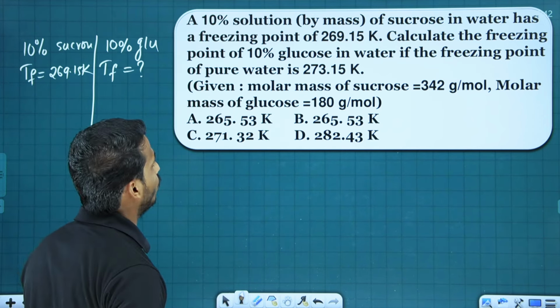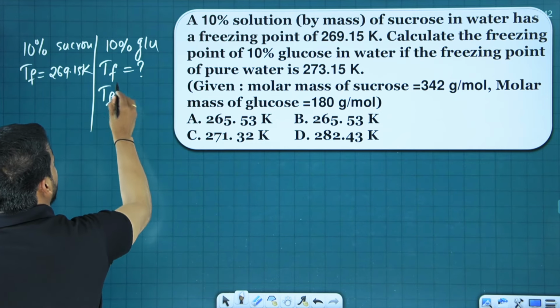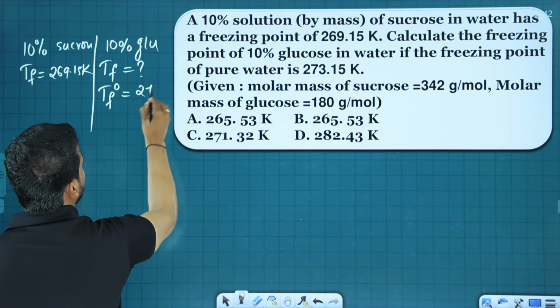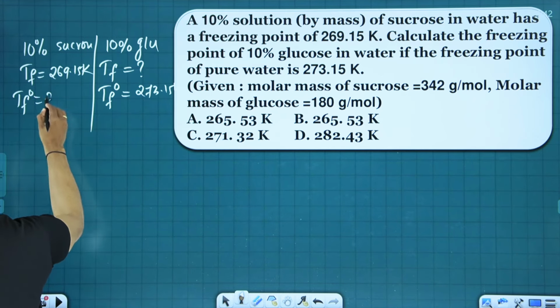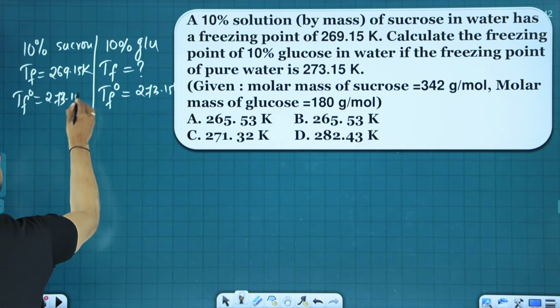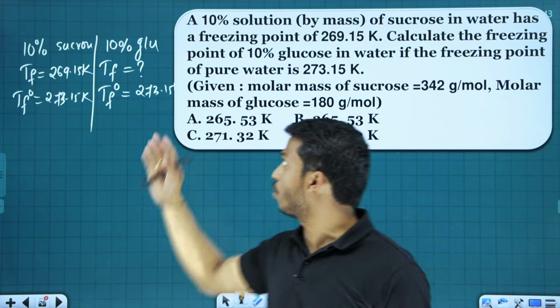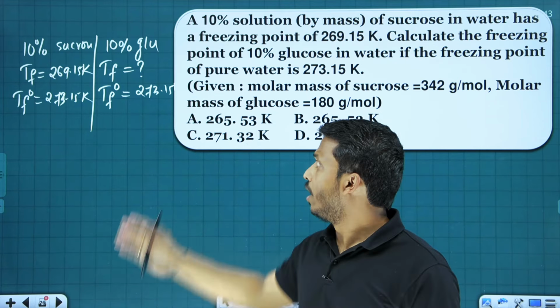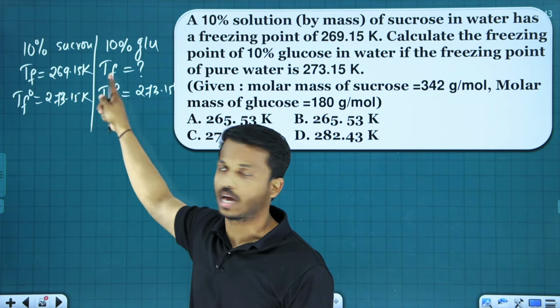In water, the freezing point of pure water is given. What is the pure water TF naught? 273.15 Kelvin. Even here also TF naught is 273.15, right? Yes, my dear. They have given the same percentage of glucose and sucrose solution. The freezing point of the solution is what we need to calculate.